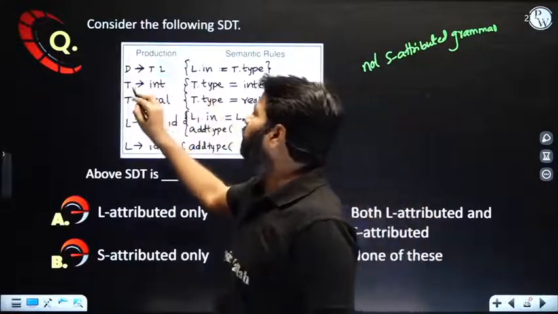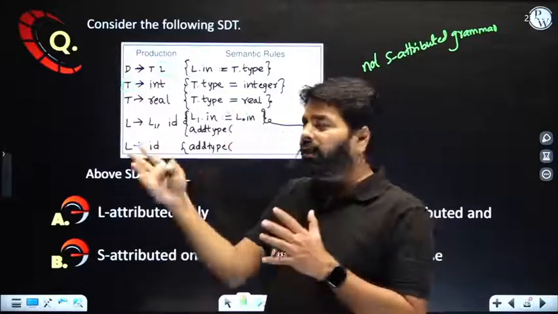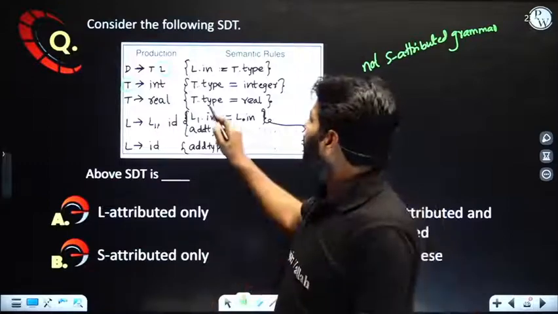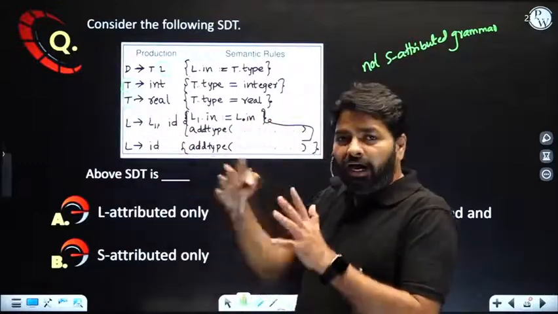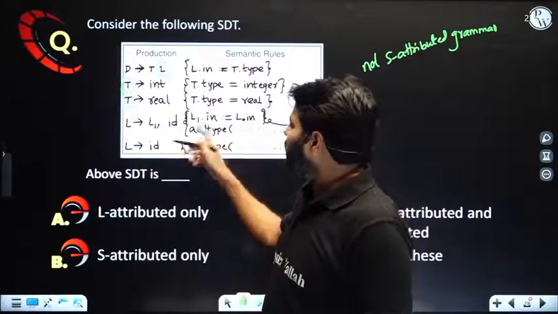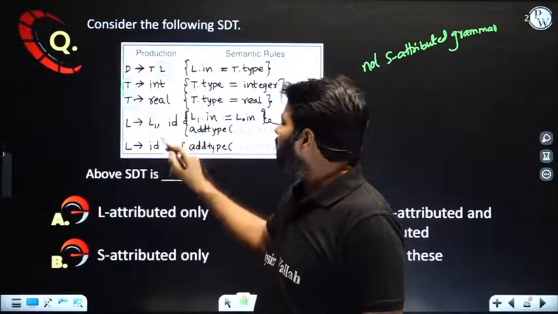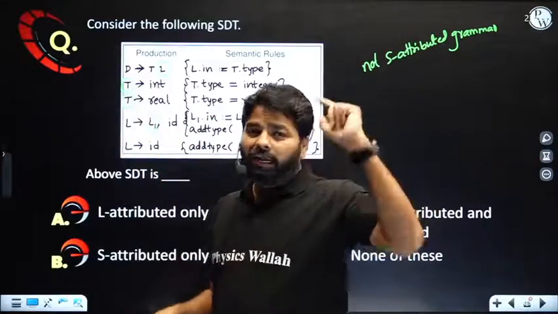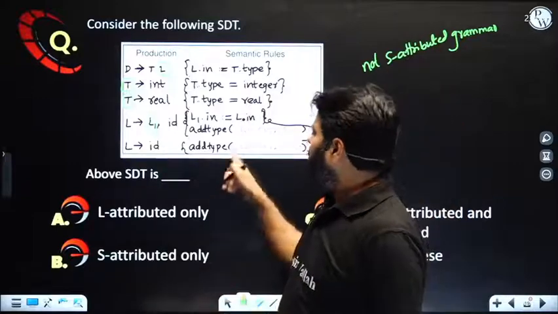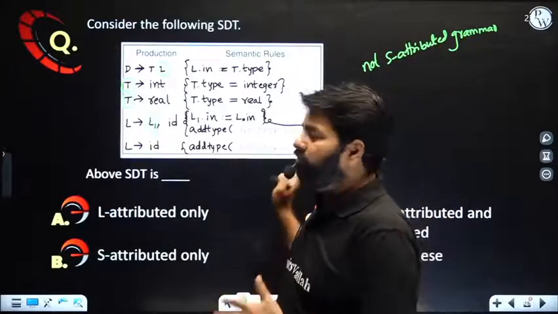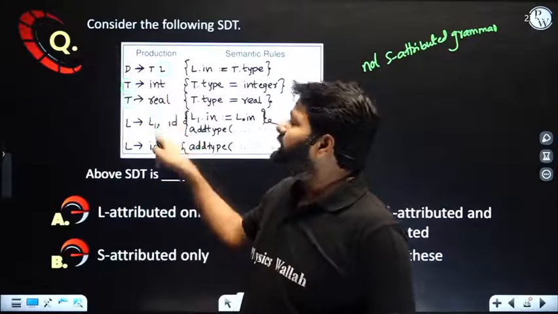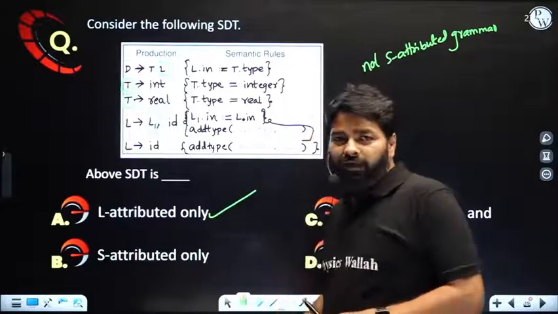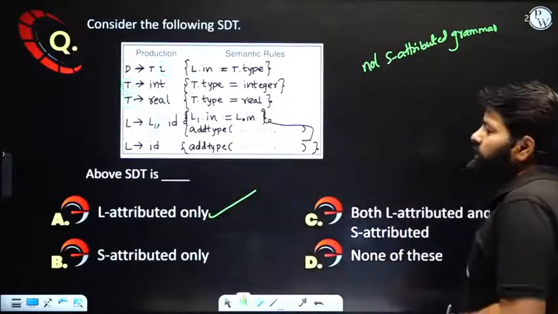Now T, you are computing at T by depending on its child, integer, which is a child of T. That can happen in L attributed. Now onwards, focus only on L attributed. Okay, that can happen in L attributed. Now L1, you are computing at this place, L1, by depending on L, which is a parent. In L attributed grammar, you can depend on parent. Here there is no computation. AddType is a function, it does something, don't worry about it. So here no problem. In all the places you are following the L attributed definition, so the grammar is L attributed only. Okay, so a very important example for you, a very important example for you.